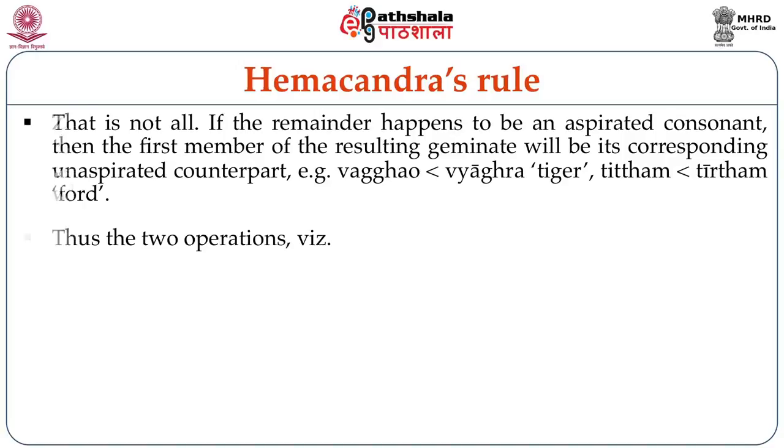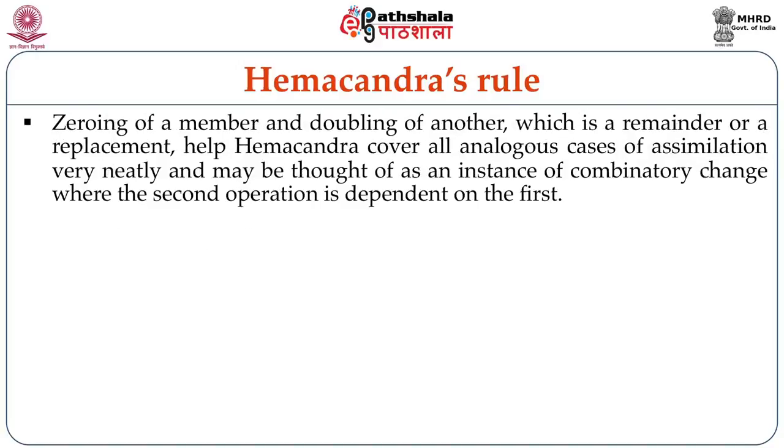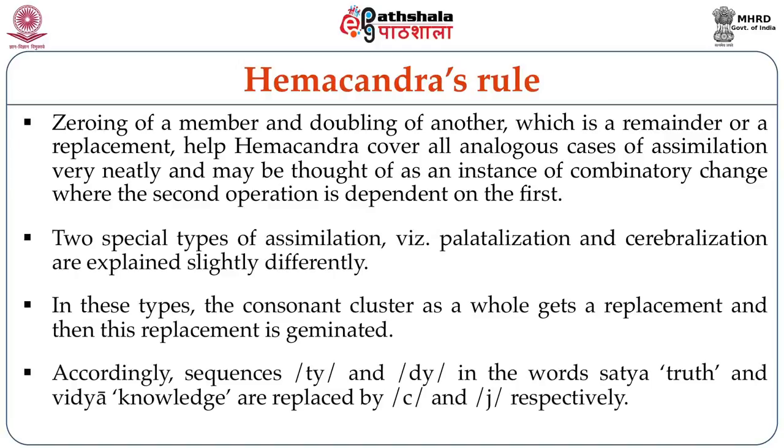Thus, the two operations, zeroing of a member and doubling of another, which is a remainder or a replacement, help Hemachandra cover all analogous cases of assimilation very neatly and may be thought of as an instance of combinatory change where the second operation is dependent on the first. Two special types of assimilation, namely palatalization and cerebralization, are explained slightly differently. It's interesting to see how he accounts for it.